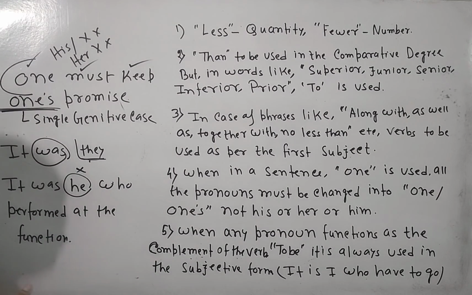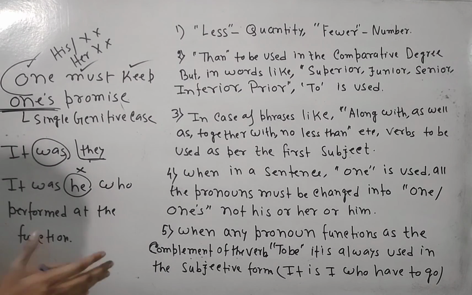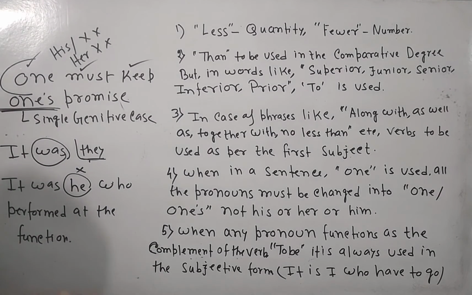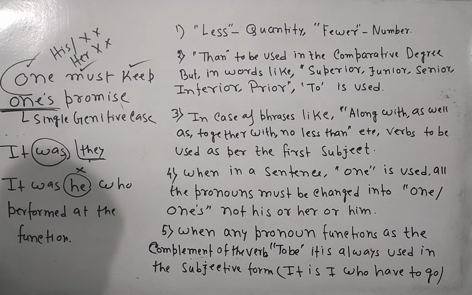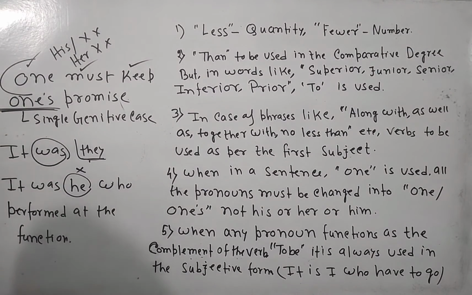When any pronoun functions as the complement of the verb to be, to be verb means is, am, was, were, it is always used in the subjective form. Now he is the subject, him is the object, his is the possessive pronoun, his is the double possessive pronoun. So it is all about this rule. So you have to remember all these rules properly and apply them properly before taking the final exam.